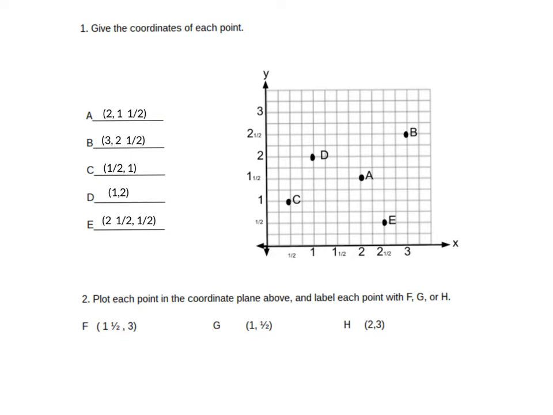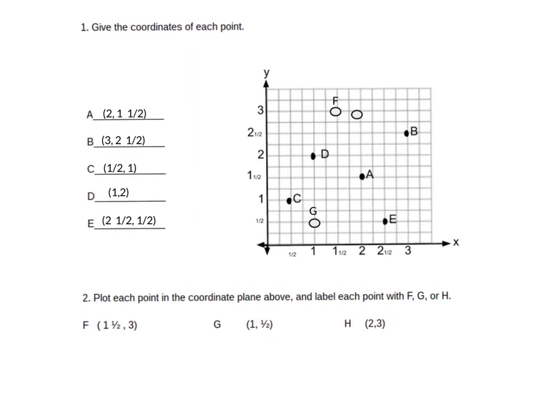Number 2 said plot each point in the coordinate plane above and label each point with F, G, or H. You should have plotted point F at 1.5, 3. Over 1.5 up 3. And you should have it labeled F. G, 1 1/2, should be over 1 up 1/2, and it should be labeled G. And H should be over 2 up 3 and should be labeled with an H.